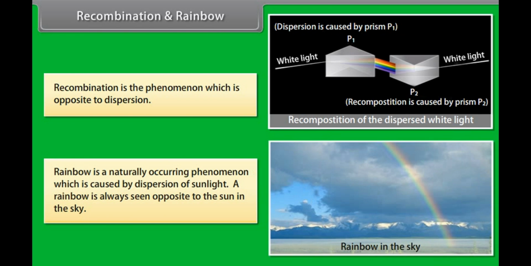During rain, water drops act as prisms for the sunlight. Water drops refract, disperse, and then internally reflect the sunlight to give the rainbow.